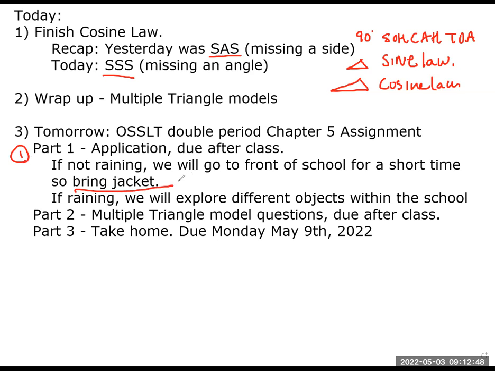So you might want to bring a jacket. I'll have everything else for you. Part 2 is an in-class thing. You could work with groups. You can work by yourself, whatever. I'm going to give you essentially 2 large word questions for you to do. And you must hand both of these in before the end of class.